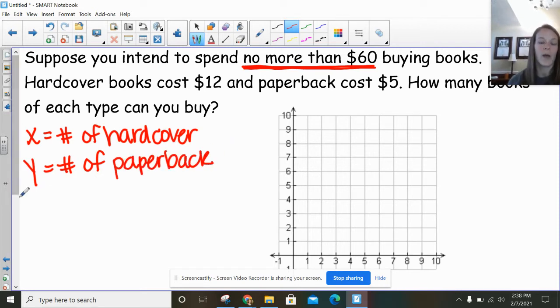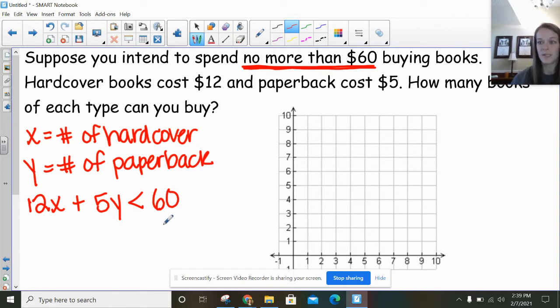Okay, so when I write that equation, I know that my hardcover books are $12 each. Okay, so I'm going to say that's 12X plus my paperback is $5 each, so 5Y. Now, no more than $60. So no more than $60 means it has to be less than or equal to 60. And so it can equal 60, but then it cannot be beyond that. Okay, so that is my equation.